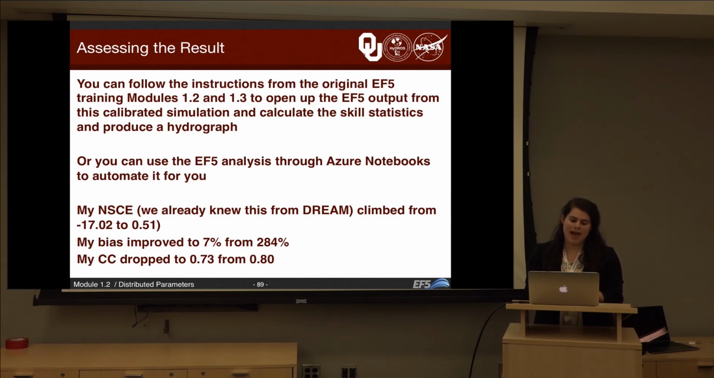So our Nash, we already knew this from DREAM, climbed from -17 to 0.51. Our bias also improved from 284% to 7%. So remember how high the simulation went compared to the actual observations? Now our bias is a lot lower. However, our correlation coefficient dropped to 0.73 from 0.80.